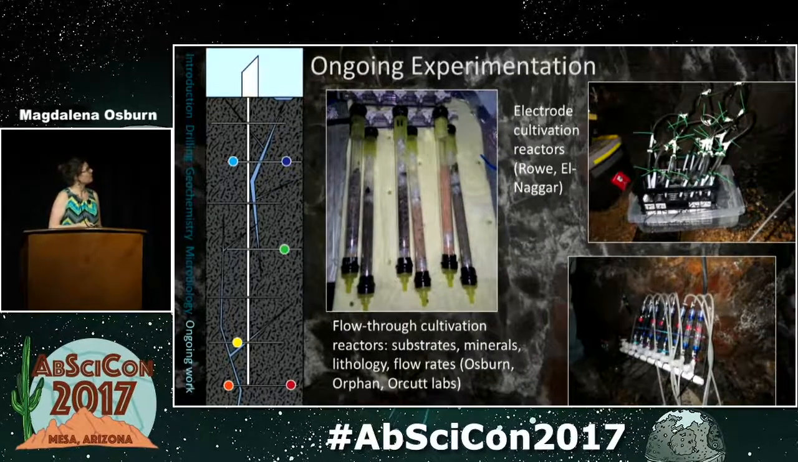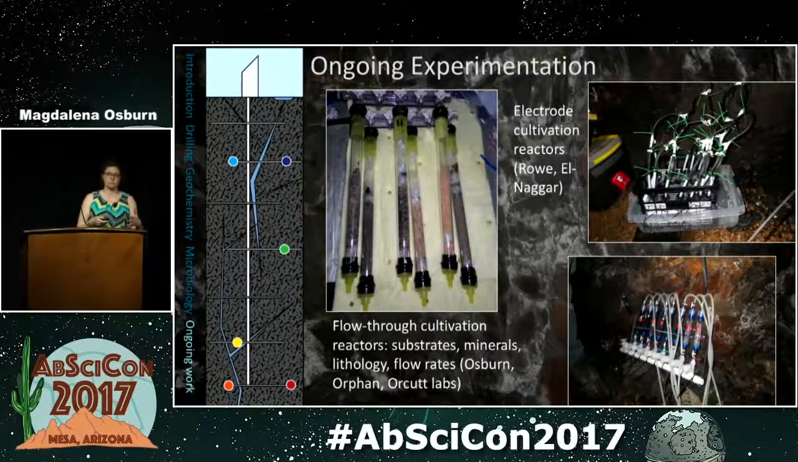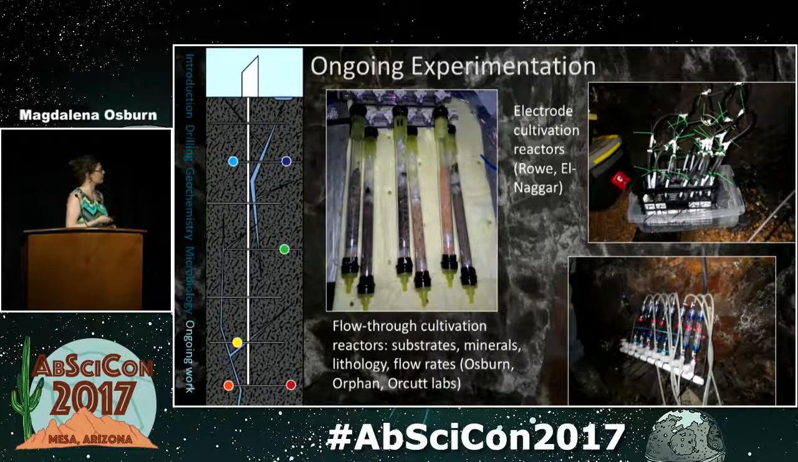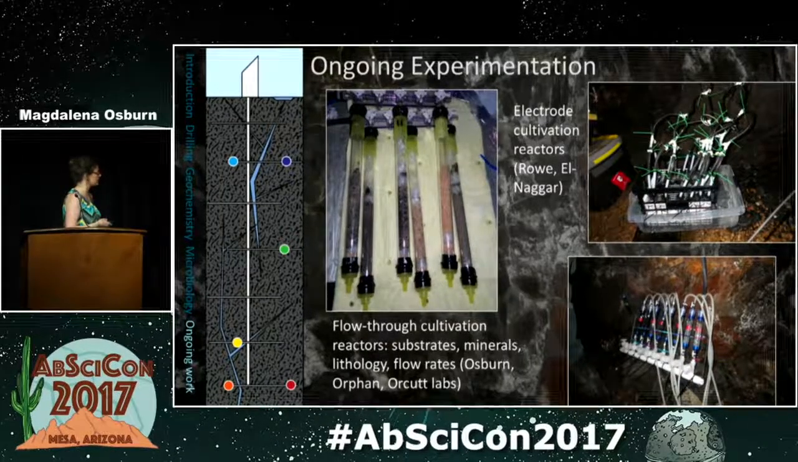Just a little bit on ongoing experimentation. Now that we have this network, we can actually install cultivation reactors and experimentation in situ and leave it for months. And so what my lab has been doing are experiments that look like this. We call these flow-through cultivation reactors. We're changing the substrates and the minerals that are in these, allowing colonization to happen over the scale of months.